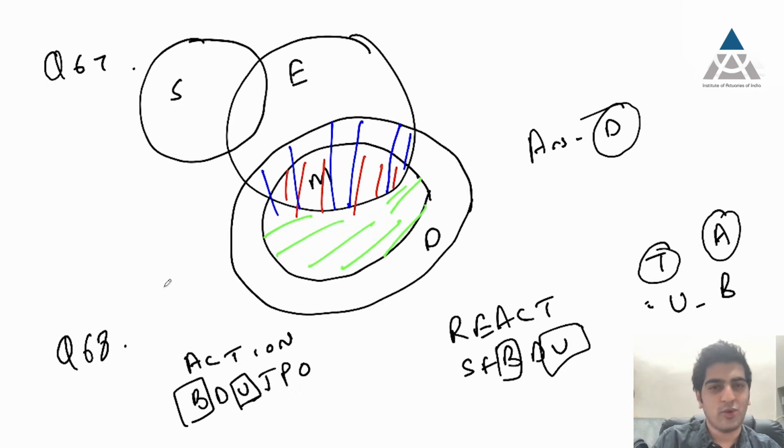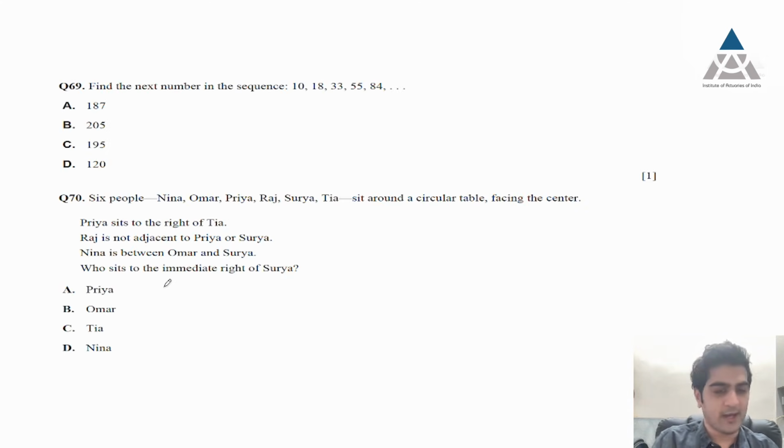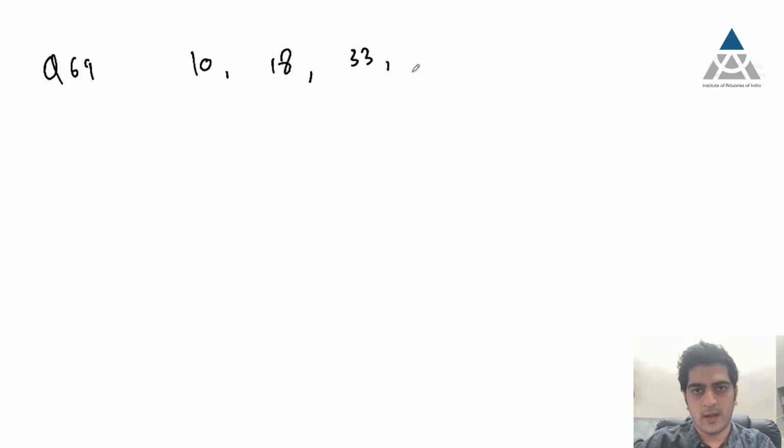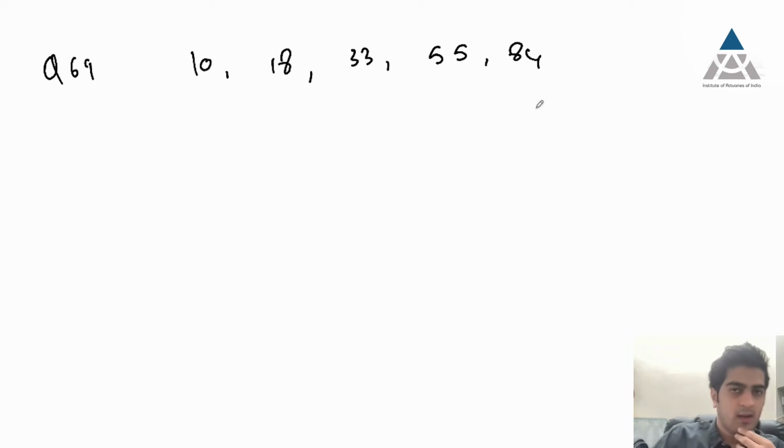We move to the last two questions of the August 2025 diet. So again, a very common type question, which is find the next number in the sequence, and you're given a sequence. So let's look at this sequence. Question 69. 10, 18, 33, 55, 84. Correct?